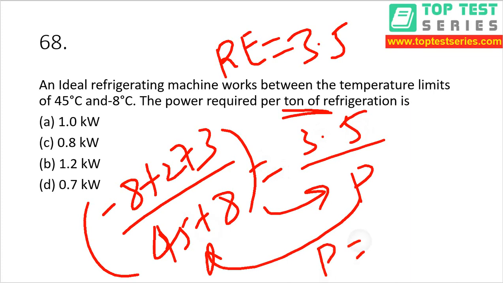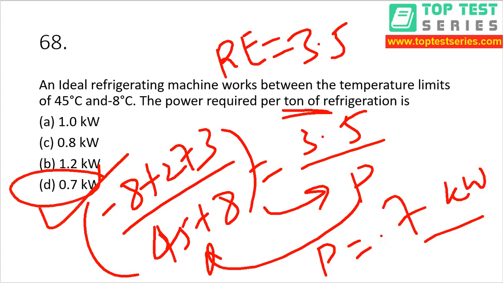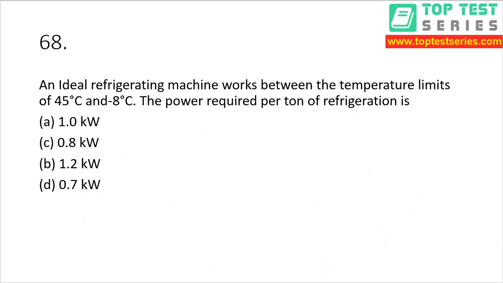So P is equal to, what is the value we are getting? Let me tell you. Minus 8 plus 273 is how much, my dear? 265. Division 53, right? And 3.5 division that answer. So it is 1.7 kilowatt. Therefore, answer for this question is what? Option D is the correct answer for this question.